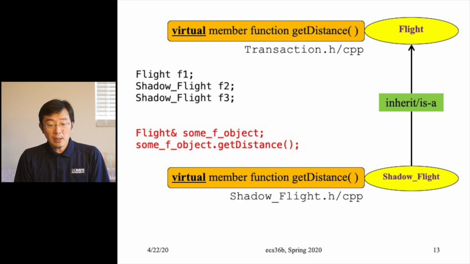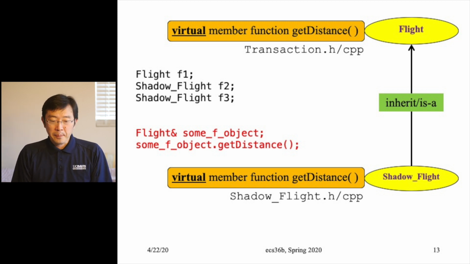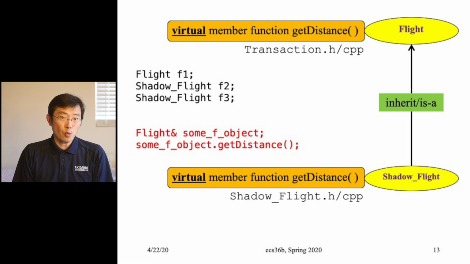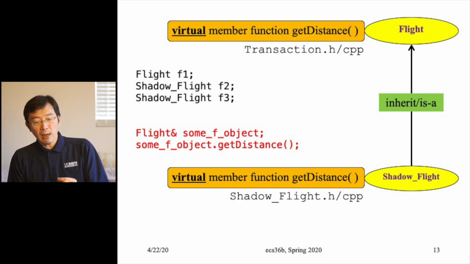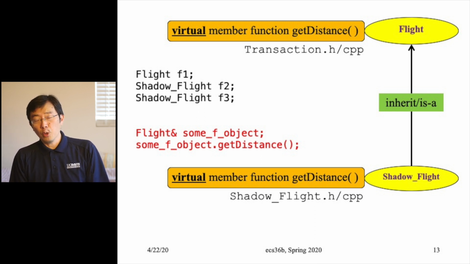Okay, so now the question is, I'm calling some F object dot getDistance. When I call this function, which getDistance will be invoked? Is it associated with a flight or associated with a shadow flight? It depends, right? If some F object is f1, then the flight version of getDistance will be invoked. But if it's f2 or f3, then the shadow flight version will be invoked.